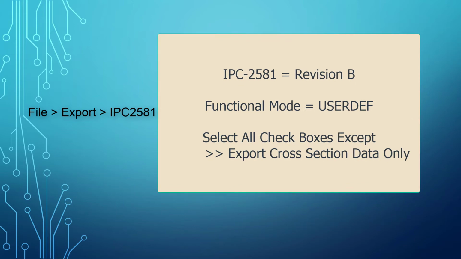This operation invokes an export dialog box. In the export dialog, use the following options for successful import to ANSYS products. Use IPC 2581 Revision B. Set the functional mode to User Def. Accept the default settings. All the checkboxes should be active except for the one to export cross-section data only.